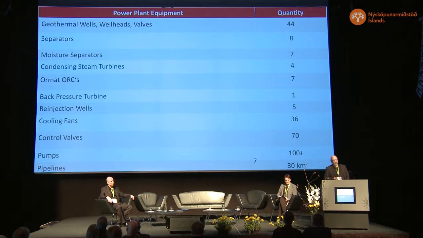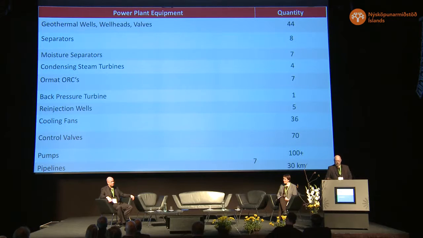This is a list of assets, as Guðmundur was showing us. And we have 44 geothermal wells, 8 separators, 7 moisture separators, 4 condensing steam turbines, 7 Ormat organic Rankine cycles. We have 1 back pressure turbine. We have 5 re-injection wells. We have 36 cooling fans. We have 70 control valves.